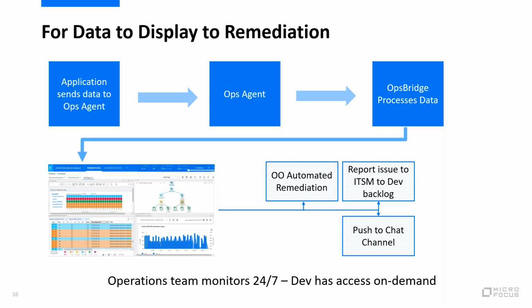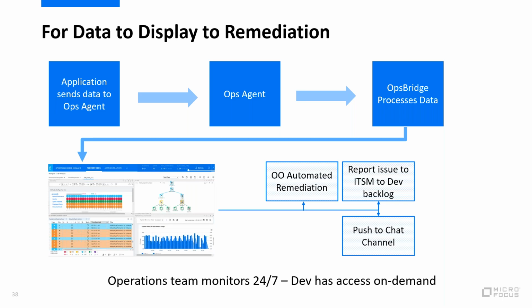Additionally, you have the option of pushing it to a chat channel, so that if this is the way the dev team is monitoring what's going on, boom, they'll see that this problem had occurred. And the great thing about this for the developer is they don't have to worry about trying to monitor this stuff 24/7. The operations team will do that, but dev has access to all this data on demand.